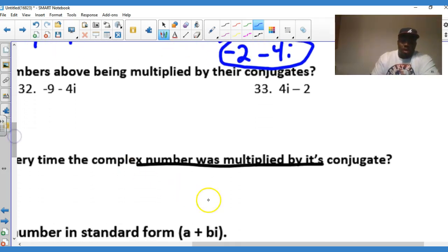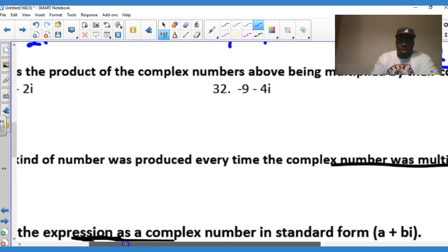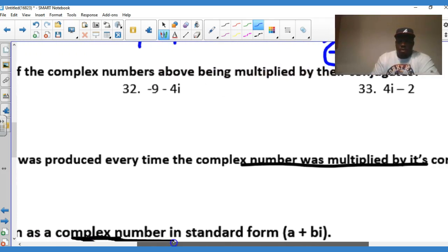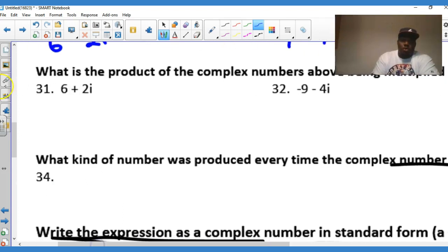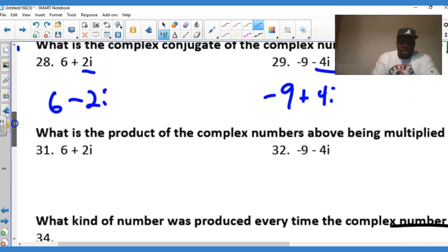All right. Let's see here. It says, what is the product of the complex numbers above being multiplied by the conjugates? Oh, okay, cool. So they're basically telling us to multiply a number by its conjugate. So I'm going to show the conjugates right here. If I take 6 plus 2i and multiply it by 6 minus 2i, first of all, you're always going to get a whole number.